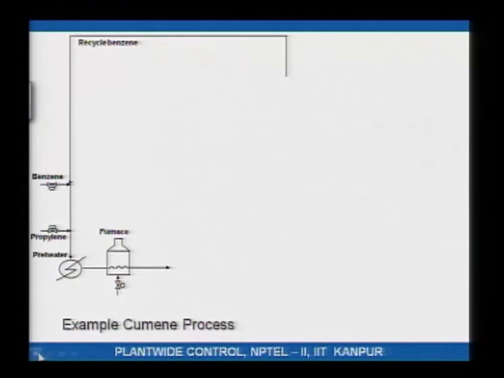Just to give you an example of chemical processes, here is an example process for cumene manufacturing. It is slightly simplified. So, what you have is propylene and benzene being preheated, vaporized, and then heated to the reaction temperature, which would be say around 350 degrees Celsius in a furnace. The benzene is also being mixed with unreacted benzene, which is being recycled. Okay.